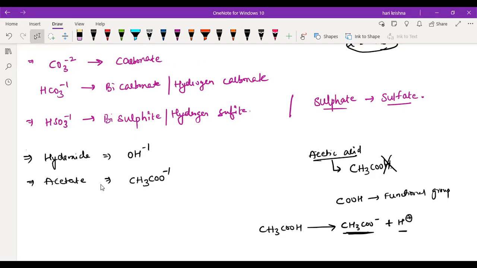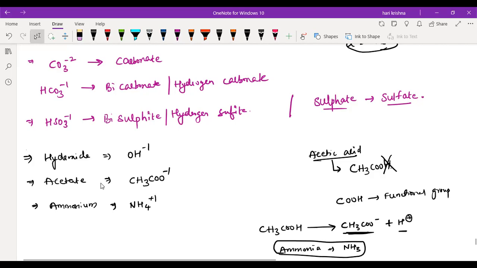The next one is ammonium. Do you know the ammonia formula, right? Ammonia is NH3. Ammonium is NH4 plus 1. Ammonium is NH4 plus, charge plus 1.